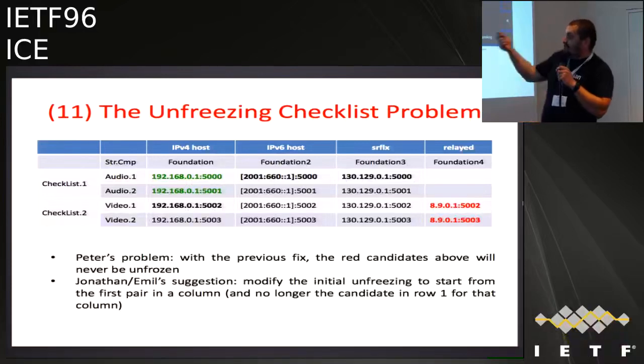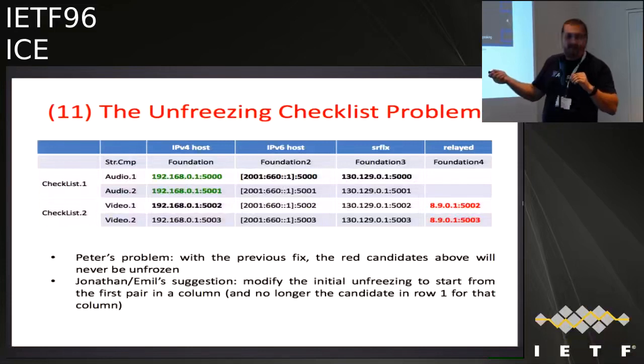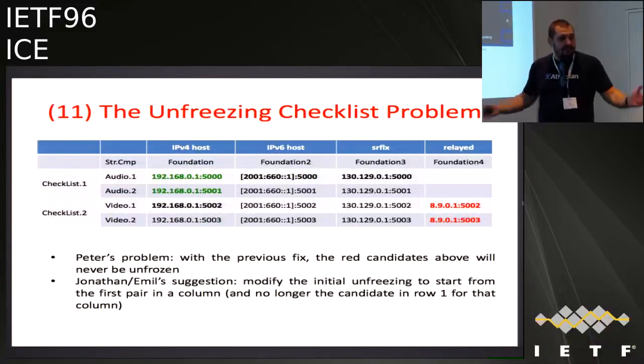And again, when you look at it from a table point of view like this, the solution is almost obvious. It suffices to say, rather than starting by unfreezing the entire first row, we change that slightly and say we unfreeze the topmost pair for every foundation, for every column, and then everything works.